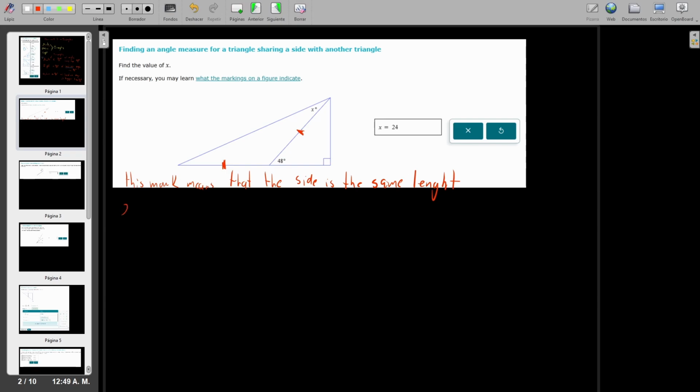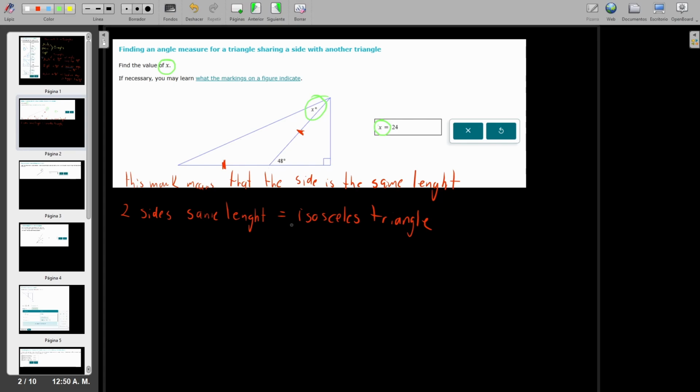Okay, I'm going to write this here. Two sides of the same length makes this an isosceles triangle. Okay? That's some definitions you need to know. Now, they're asking us to find the value of x. As you can see, they're asking for x. X is this angle.